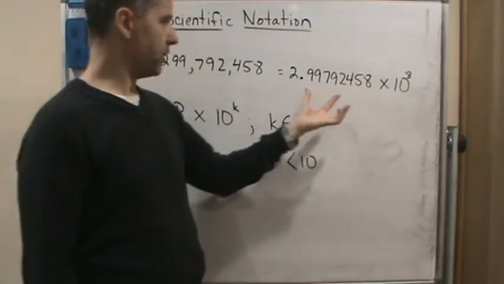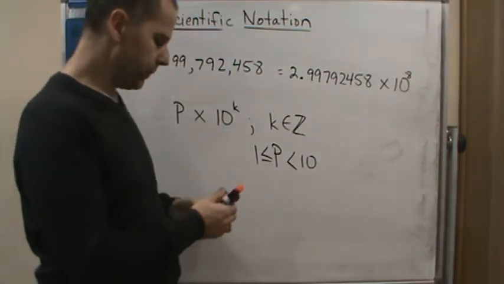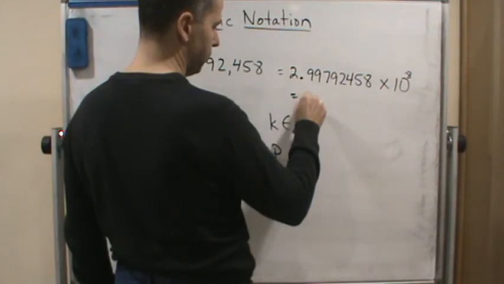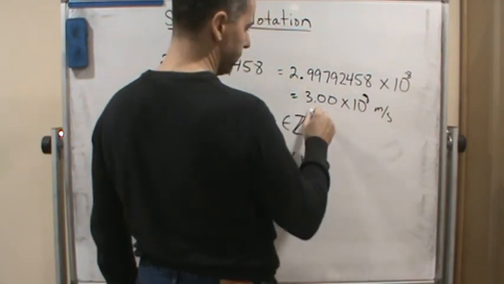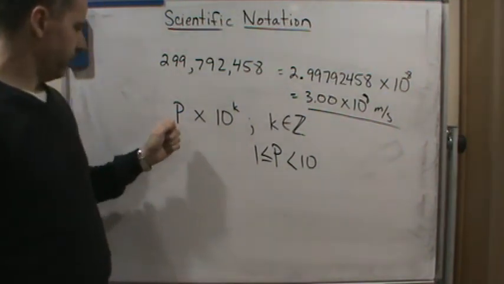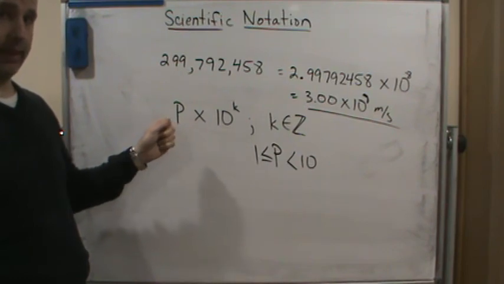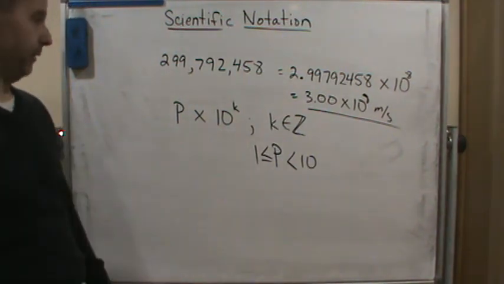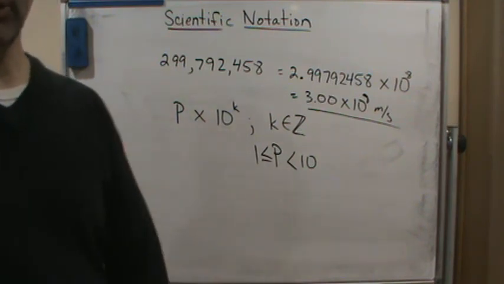So this number in scientific notation is the same. Now typically we would just round this to, let's say, 2 decimal places. So this would be equal to 3.00 times 10 to the 8th meters per second. So this is scientific notation. Again, the first number has to be between 1 and 10, so it can be at least 1 but less than 10. And then the second number is a power of 10. That is what it means to be in scientific notation, period. Okay, see you next time.